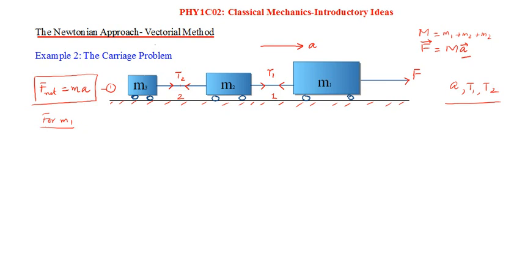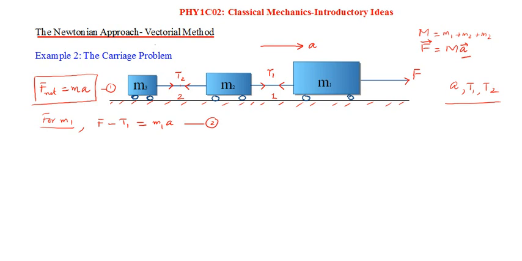For M1, what is F net? There is a force towards the right, that is F, and there is a force, tension. Tension is a pulling force transmitted through strings. So T1 is the force that is towards the left. What is the net force? Net force will be F minus T1. For M1, the equation of motion is F minus T1 equal to M1 into A, where A is the common acceleration. So that is my equation number 2.